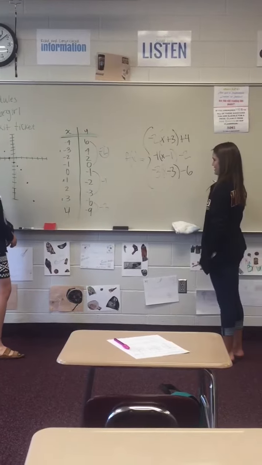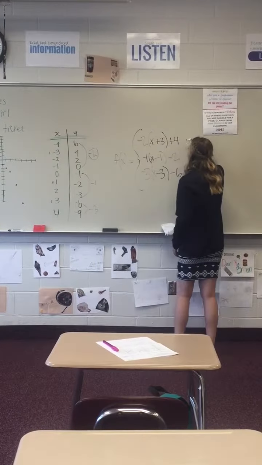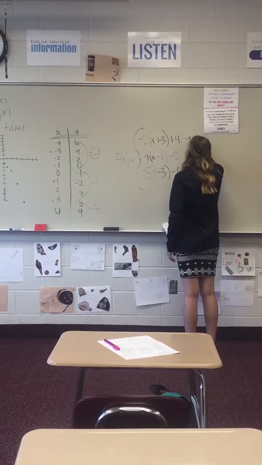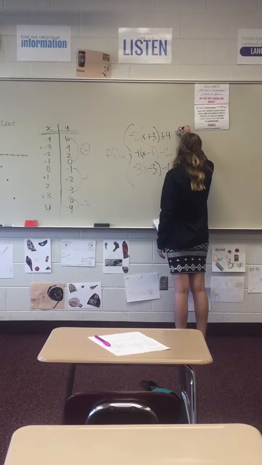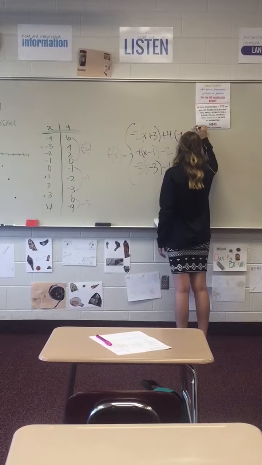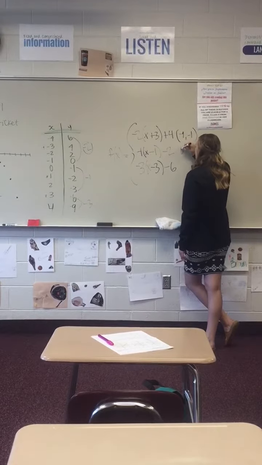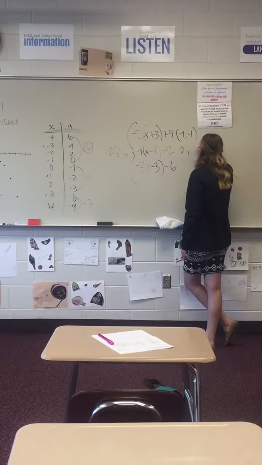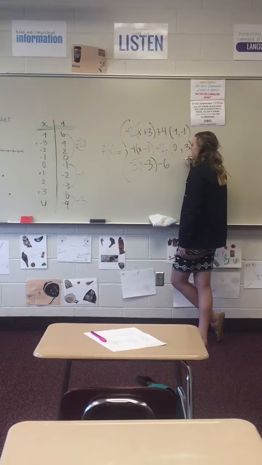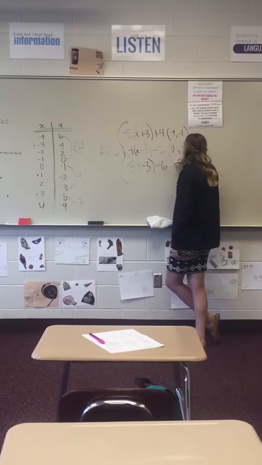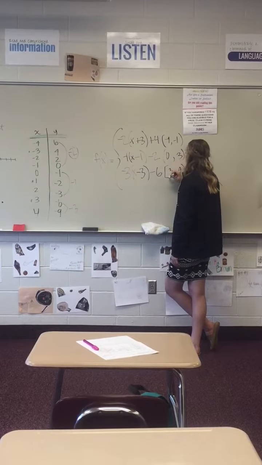And then for the domain, the domain is, for the first one, -4 to -1 in parentheses. And then the second one is 0 to 3 in parentheses. And then the third one is from 3 to 4, and the 3 is in a bracket.